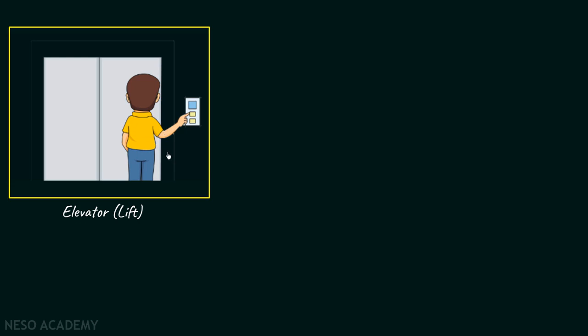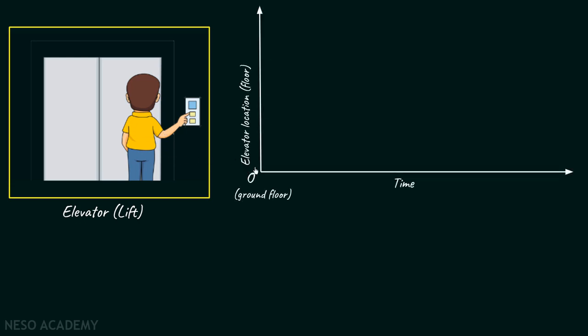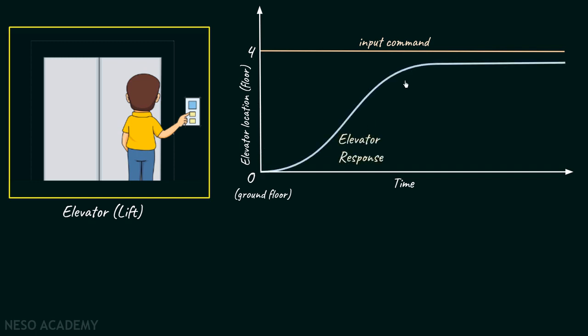Now we can represent this phenomenon with the help of this particular graph, in which the y-axis represents the elevator location and the x-axis represents the time taken by the elevator in order to reach the fourth floor. The push to the fourth floor button is the input, which is represented as a step command, and in response to that, the movement of the elevator from the ground floor to the fourth floor is the elevator response.